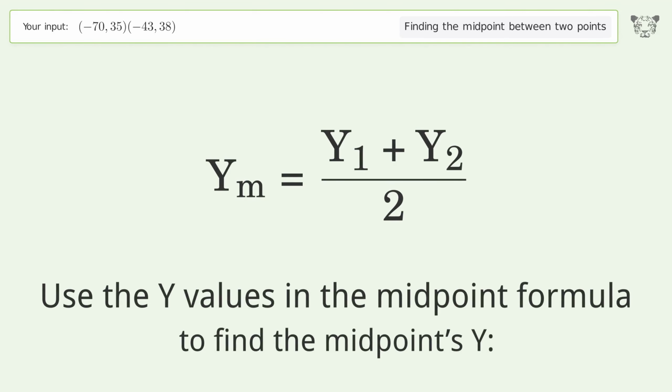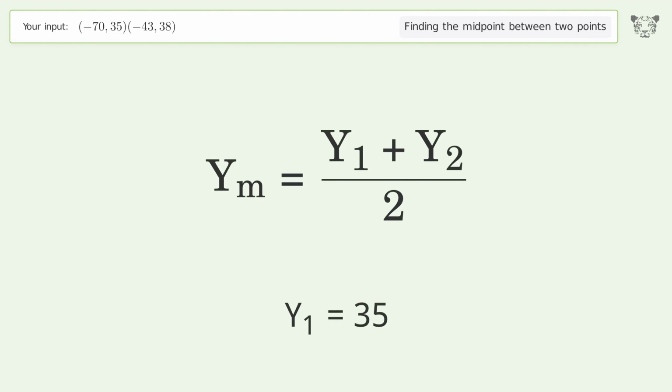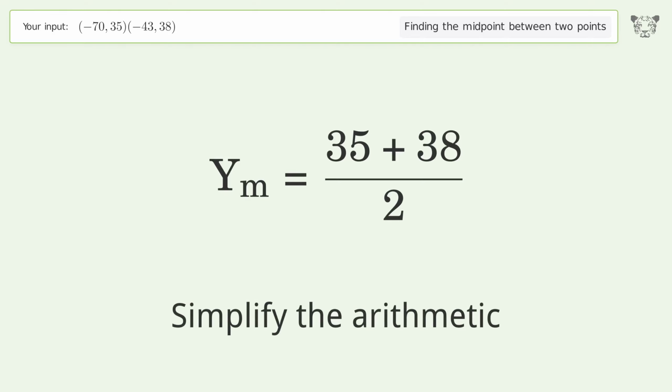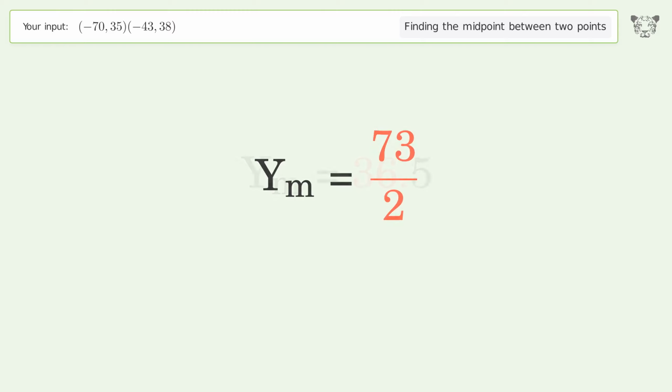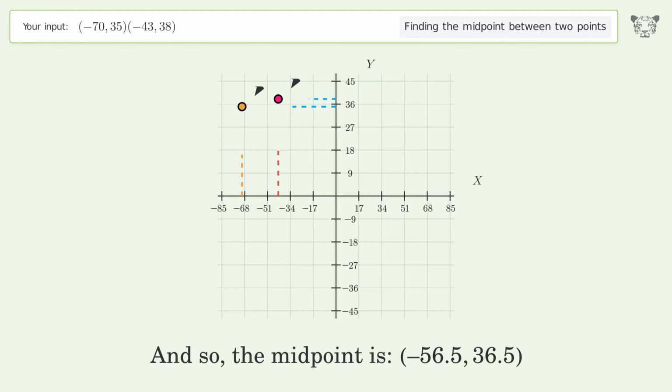Use the y values in the midpoint formula to find the midpoint's y. y1 equals 35. y2 equals 38. Simplify the arithmetic. And so, the midpoint is negative 56.5, 36.5.